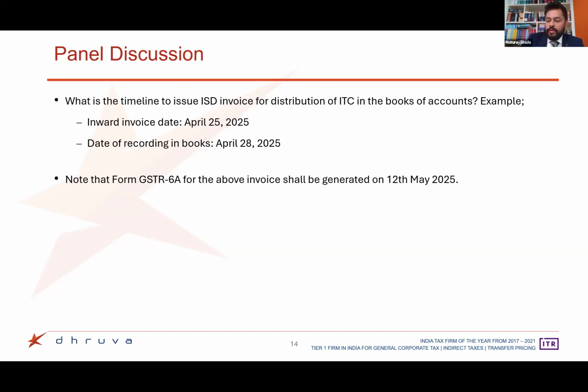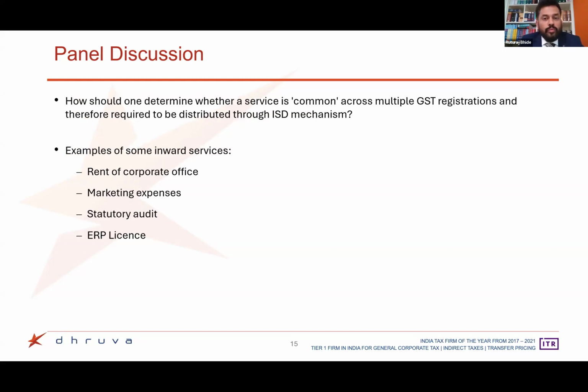Correct. All right. Sangeeta, continuing with you, very simply, we first say that the ISD mechanism is meant for distribution of common credit. It's said very simply, but we've seen that this becomes a point of contention, a point of confusion for many entities as to how do I decide what is common, and how do I decide what is common across all the entities, all the registrations, or some registrations. So what is it that an organization could do to approach and identify what is the common expenditure?